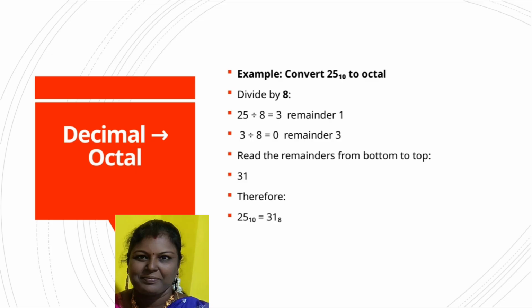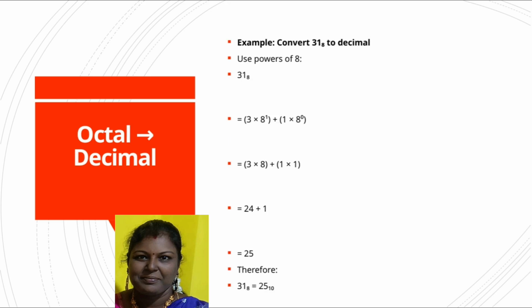Let's look at a quick example of converting an octal number to decimal. We start with 31 in base 8. Each digit gets multiplied by a power of 8, starting from the right. So, 3 times 8 to the first power, plus 1 times 8 to the 0 power. That's 3 times 8, plus 1 times 1. Add those up, and you get 25. So, 31 in octal equals 25 in decimal. It's all about breaking the number down by place value.